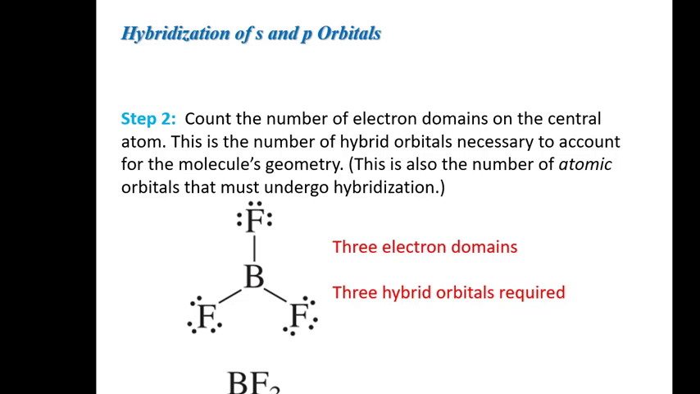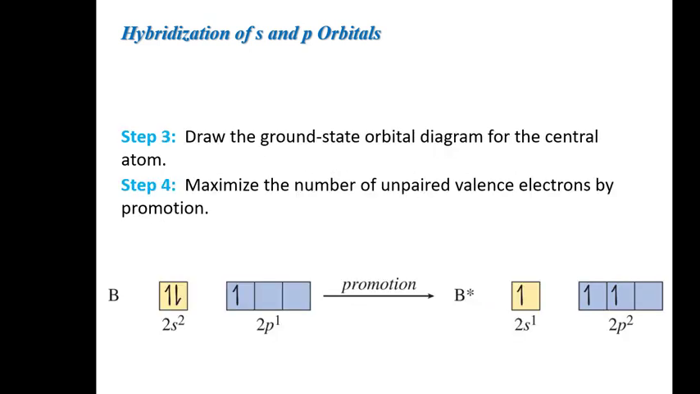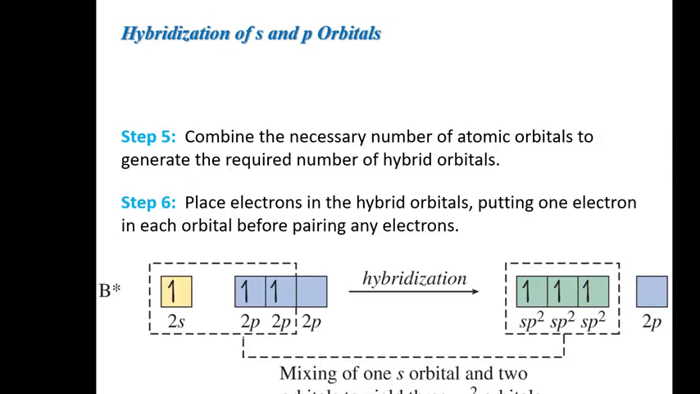So back to our hybrid orbitals, we require 3. And at this point, we can do what we did before and do our electron diagram, and then do the promotion and then the mixing. And in this case, you see that all we mixed is one s orbital with 2 p orbitals. So we didn't mix all 3. So we have an sp2 hybridization. So 3 orbitals total.